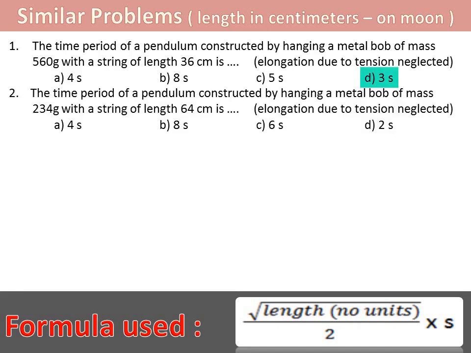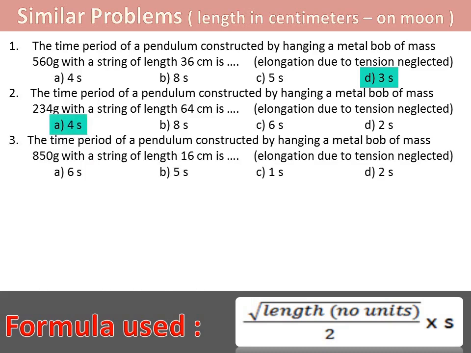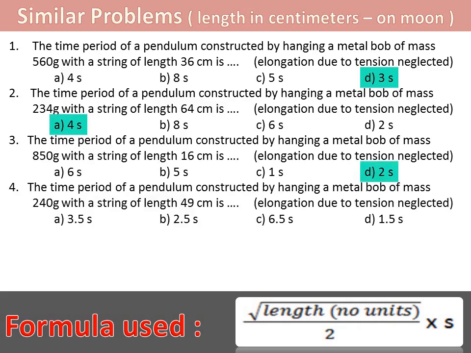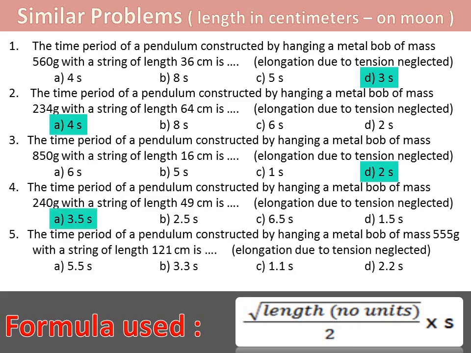64, root is 8, 8 by 2 is 4, 4 is the answer. 16, root 16 is 4, so 4 by 2 is 2, that's the answer. And 49, 7 will come, 7 by 2 is 3.5. And for 121 it is going to be 11, and 11 by 2 is 5.5 seconds.